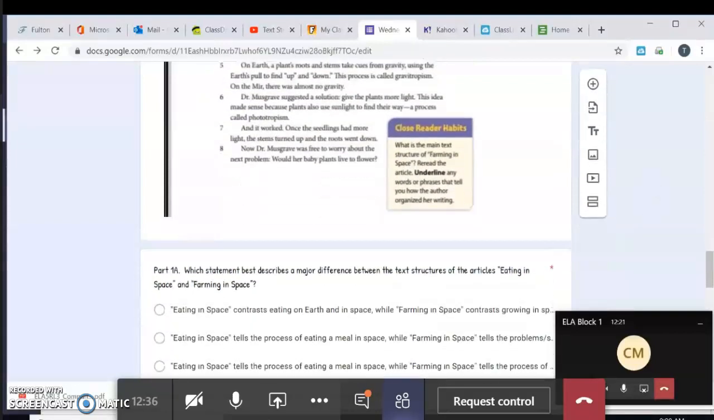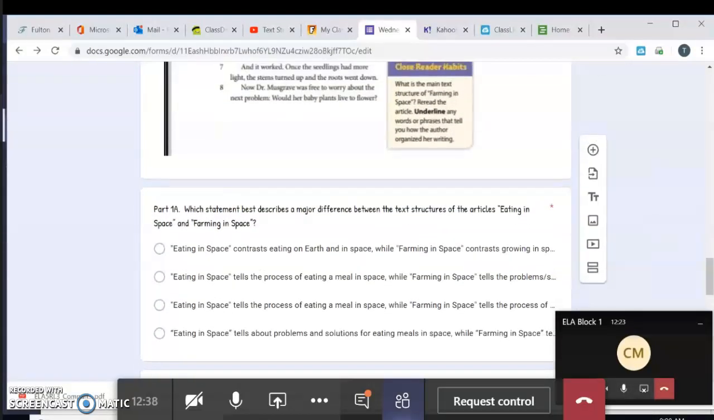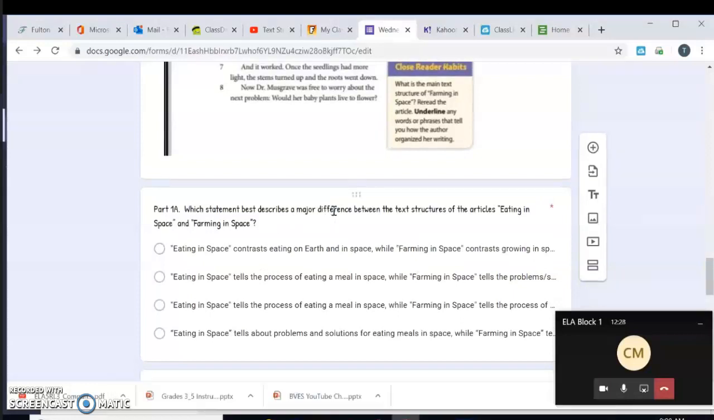I'm sorry, the first question under here. It says, which statement best describes a major difference between the text structures of the articles eating in space and farming in space? So what that question is saying is, you have these two articles. What's the big difference between the two?